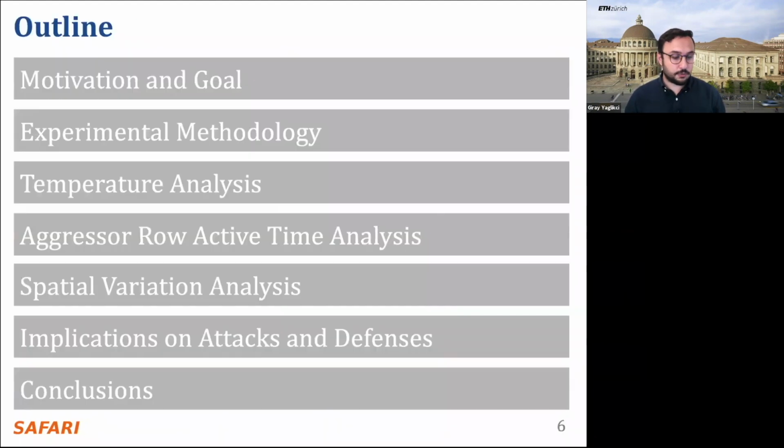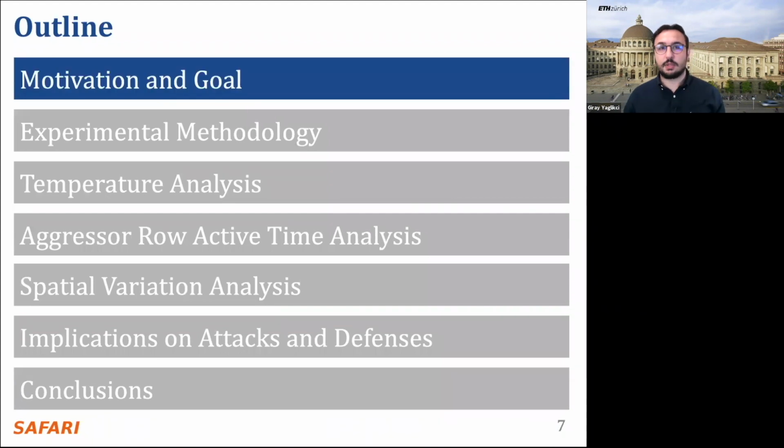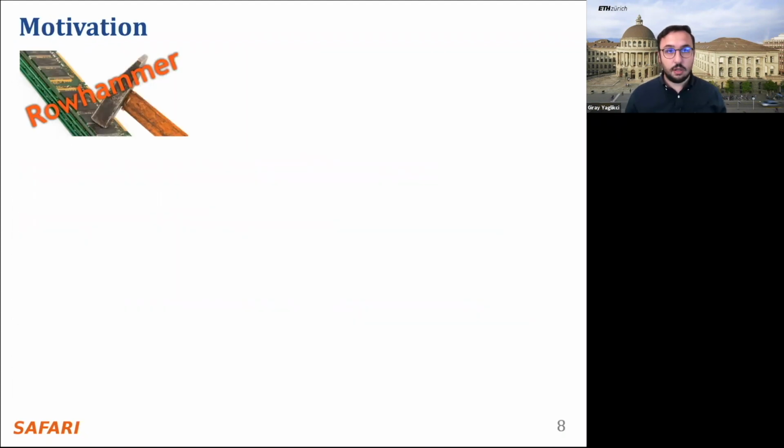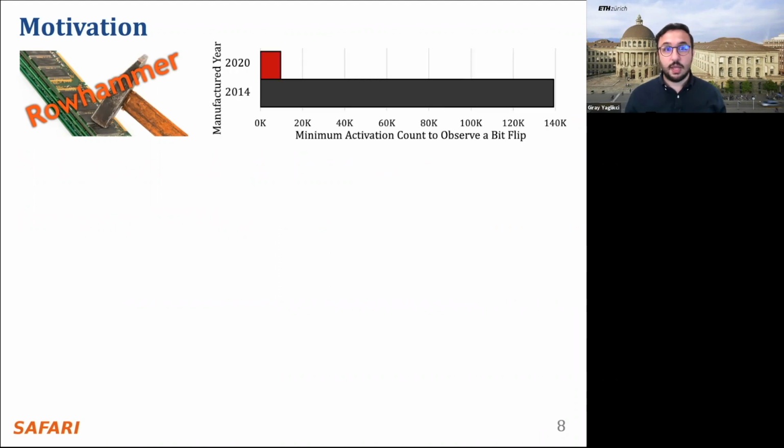This is the outline of the talk today. Let me begin with our motivation and goal. RowHammer is a serious DRAM reliability and security problem. Denser DRAM chips are significantly more vulnerable to RowHammer, such that the minimum activation count to observe a bit flip has reduced by more than an order of magnitude in less than a decade.